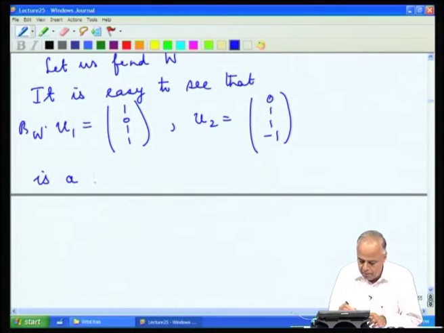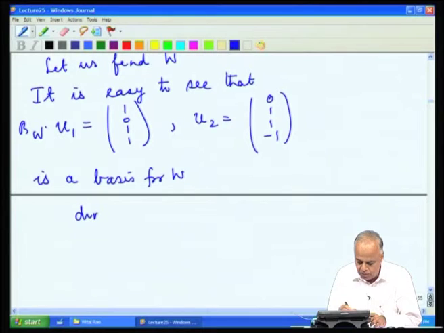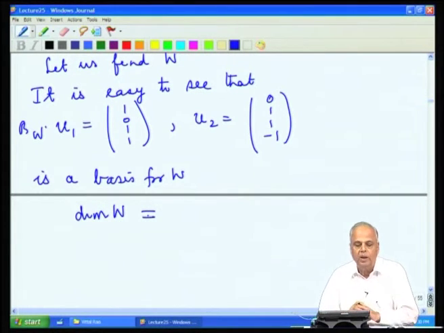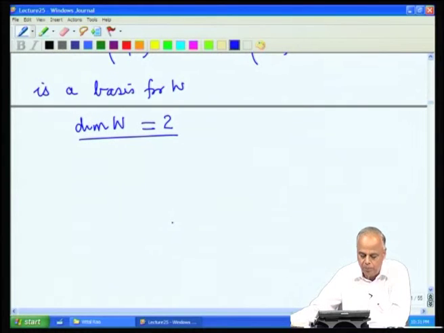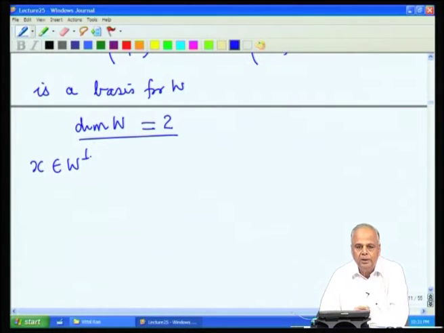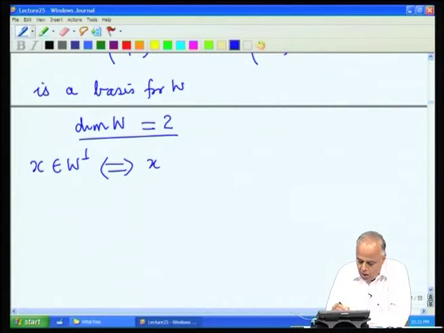So, this is a basis for W. What do you observe from this about the dimension of W? Since there are 2 vectors in this basis, the dimension of W is indeed 2. Now, let us find W perp. Let x belong to W perp. We have seen that a vector belongs to the orthogonal complement if and only if it is orthogonal to every vector in the basis for W, and therefore x must be orthogonal to u1 and x must be orthogonal to u2.